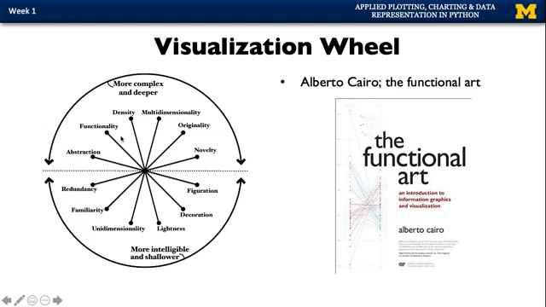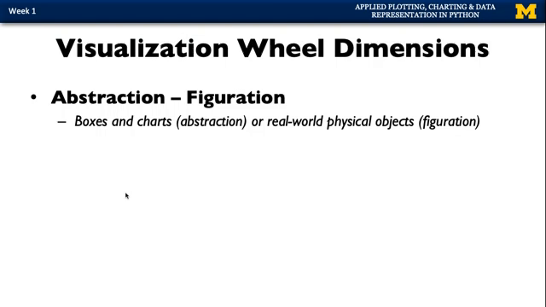Functionality and decoration. If you have more decoration, it's more intelligible and shallower, but if you give more functionality, more functions, it's difficult to understand, it's more complex. Density and lightness: if you have dense data, it's difficult to understand and follow, it's more complex, but if you have lightness, it's more intelligible. Okay, so this is the visualization wheel dimension.